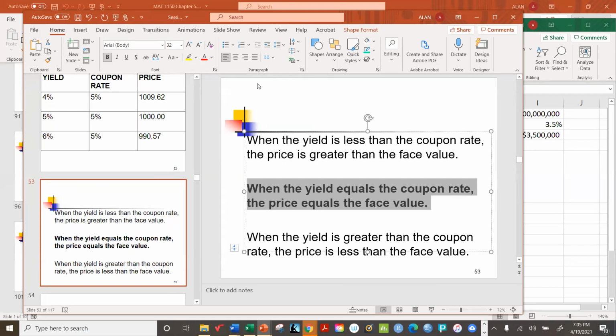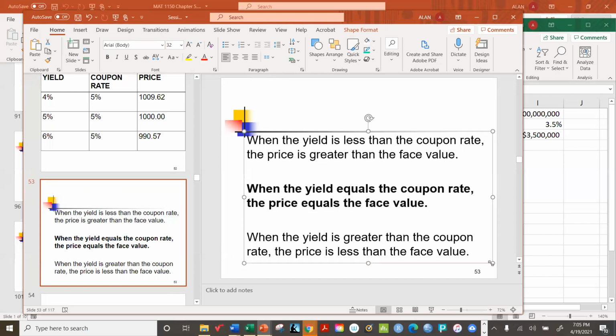So again, when the yield is above the coupon rate, the price of the bond falls below the face value. When the yield and the coupon rate match, the price equals the face value. And finally, when the yield is greater than the coupon rate, then the price must be less than the face value. Well, so the reason why this matters is this.